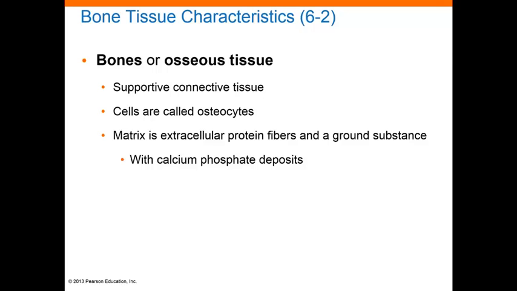So bone or osseous tissue is a supportive connective tissue that contains specialized cells called osteocytes. And the matrix consists of extracellular protein fibers and a ground substance. So that's kind of a review from our Chapter 4, tissues. About 2/3 of the weight of a bone is made up of calcium salts, like calcium phosphate, for example. The remaining 1/3 of the weight is collagen fibers.